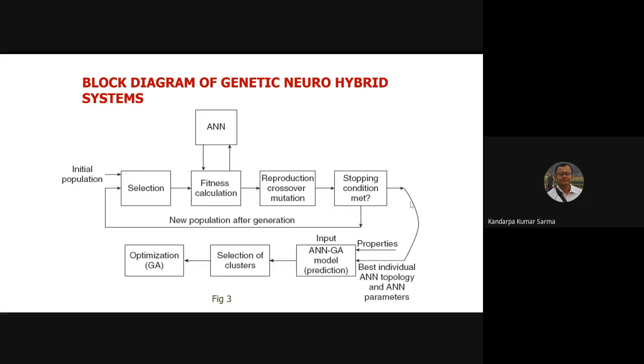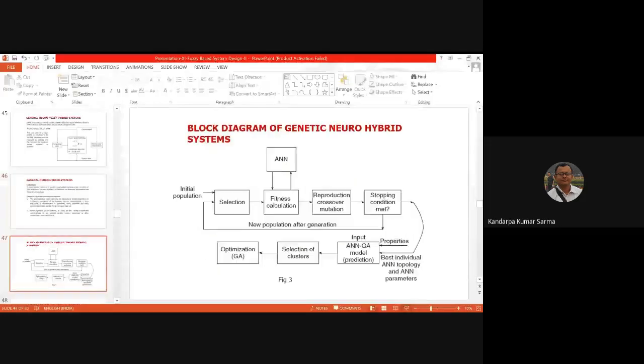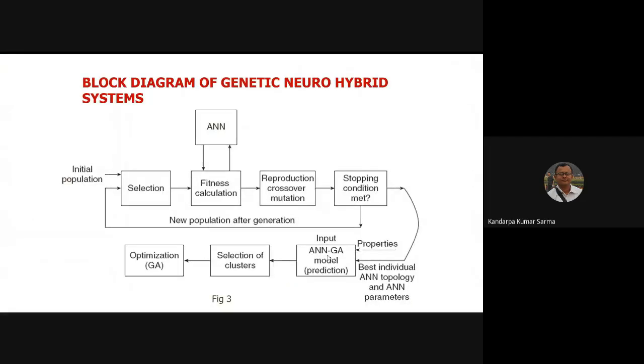Now, with this stop condition, there will be one more string of blocks. Those string of blocks will have here an ANN GA block, which will be used for doing the prediction that will generate clusters from which selection shall be made, and the best selection shall be based on a GA based optimization. So this is how a genetic neurohybrid system can be configured.